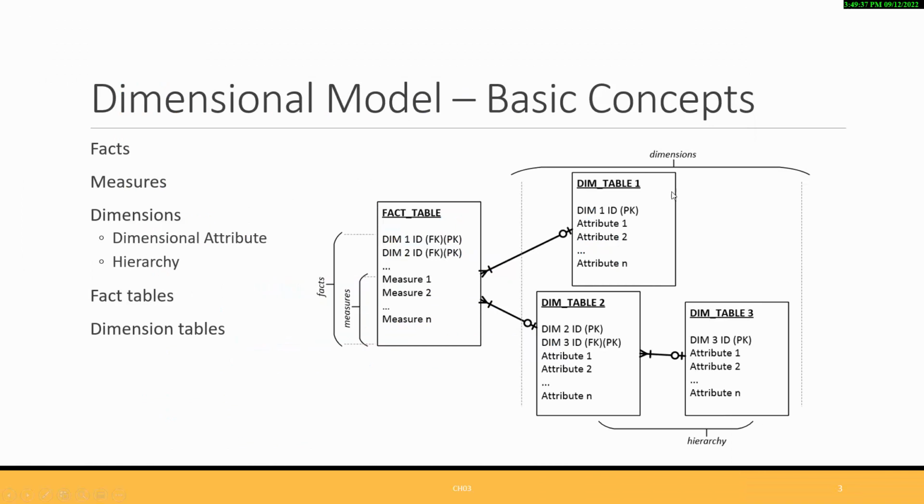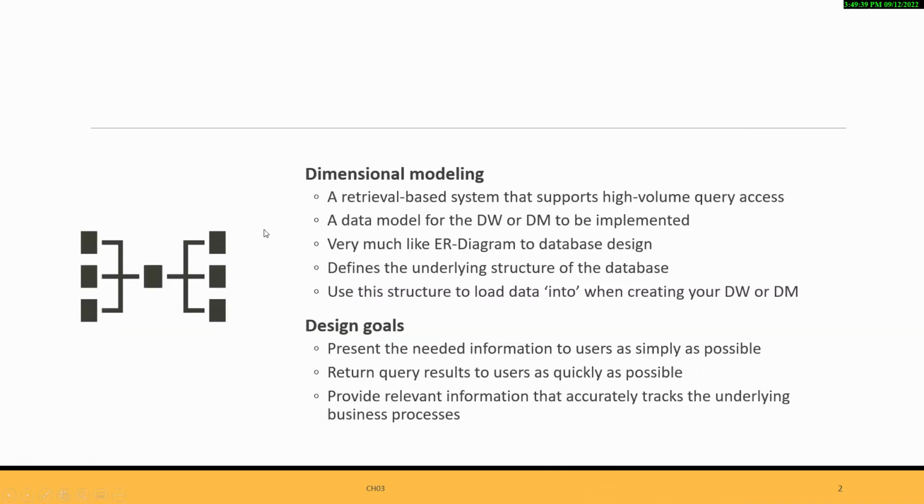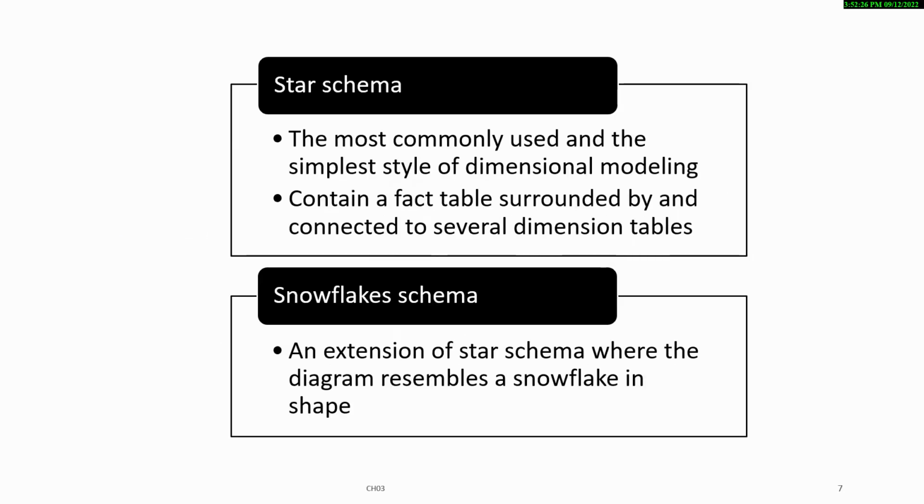A dimensional model is a retrieval-based system that supports high-volume query access. No matter what architecture you want to make, the design of data representation in a data warehouse is focused on the concept of dimensional modeling. There are two common types of dimensional modeling techniques. One is a star schema, the other one is called snowflake schema.